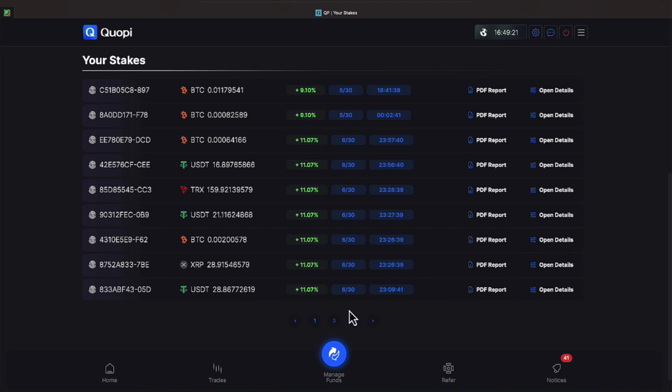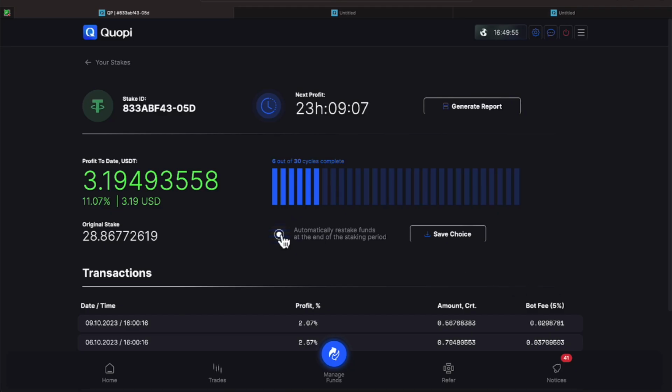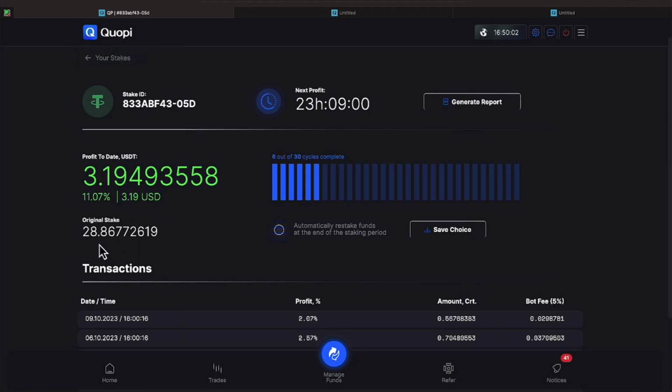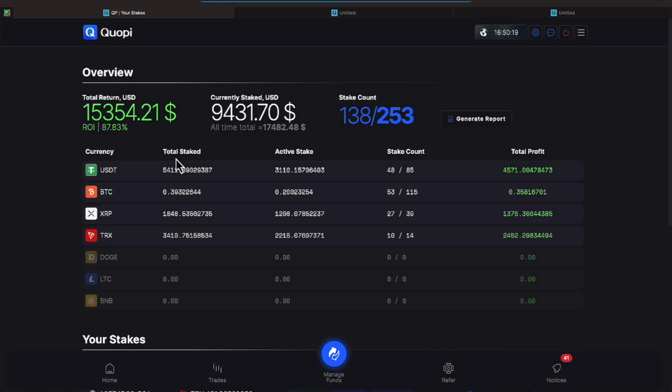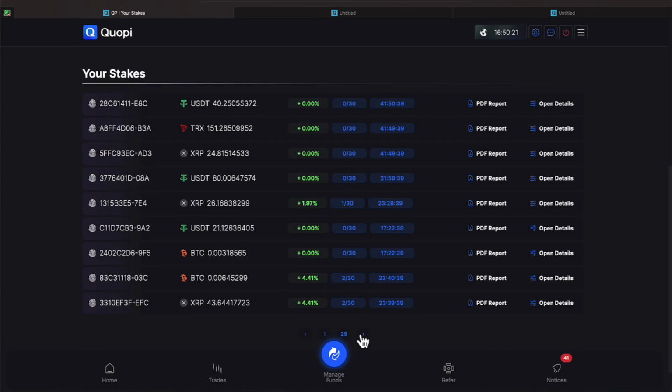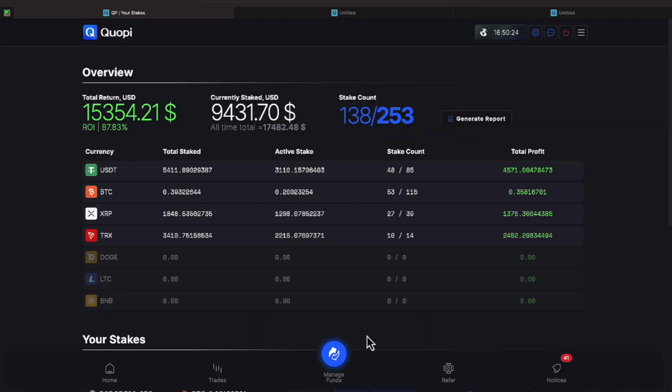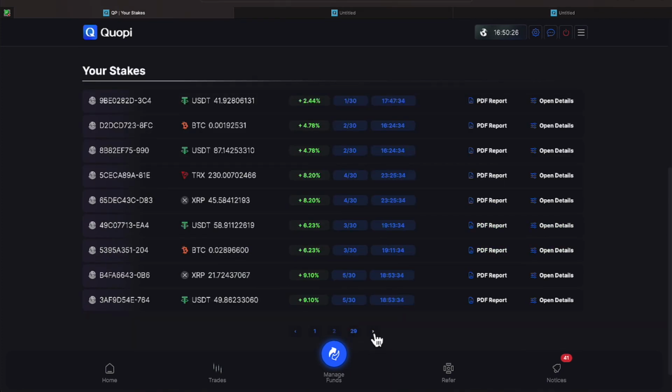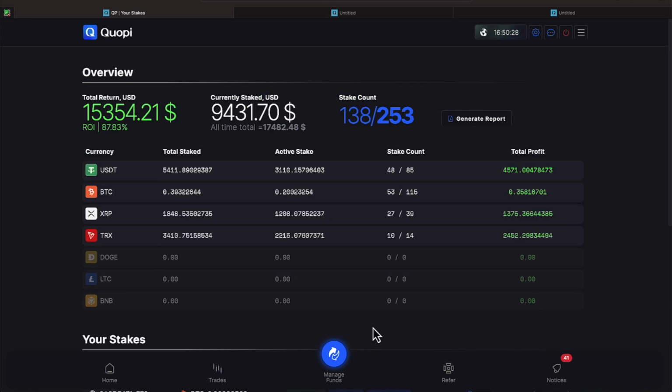And on 6 trading days, Quopi has achieved 11.07. We will go ahead and click on one of these. Let's click on this. All right, and if we look at that, we see that we have $28.86 of USDT that is staked, and that has earned 11%, and that 11.07% equals out to $3.19, everyone. We'll go ahead and back out of that. And let's go to our next stake. It looked like it took me back to the original page there. Let's go ahead and go to 6 days, everyone.